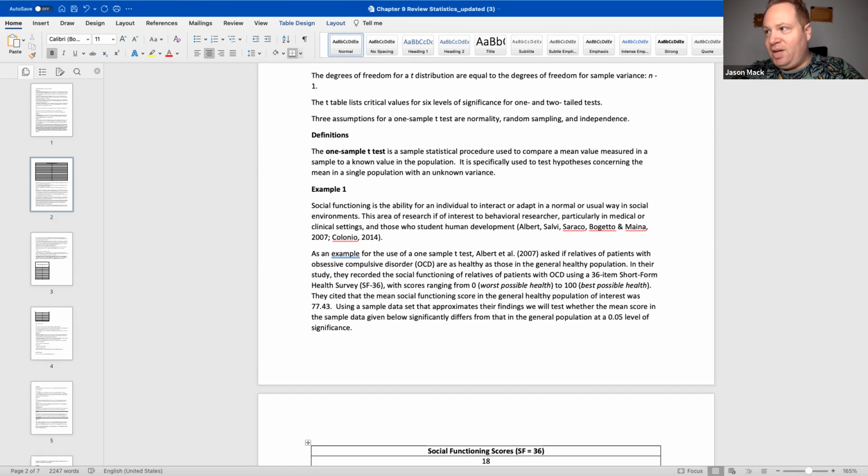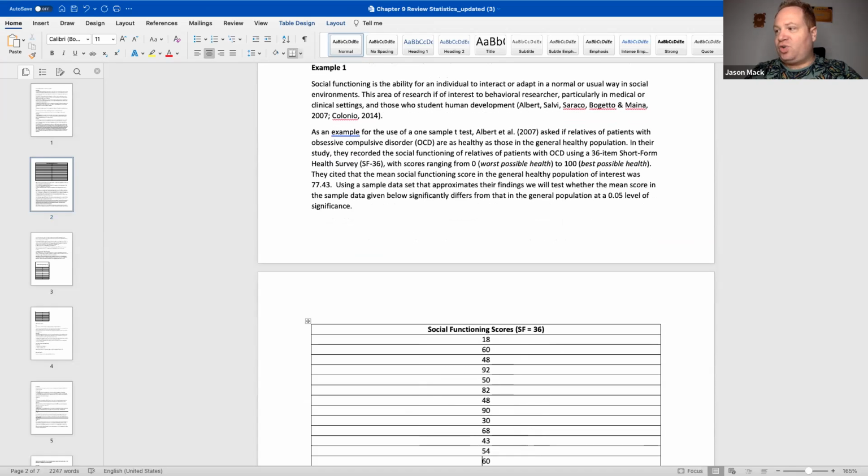They cited that the mean social functioning score in the general healthy population of interest was 77.43. Using a sample data set that approximates their findings, we will test whether the mean score in the sample data given below significantly differs from that in the general population at a 0.05 level of significance. So here are our social functioning scores.